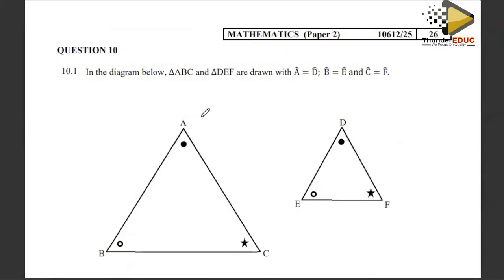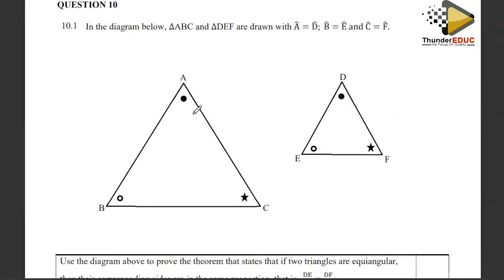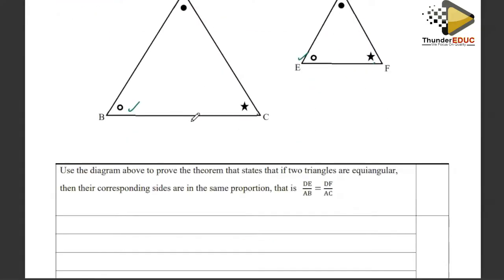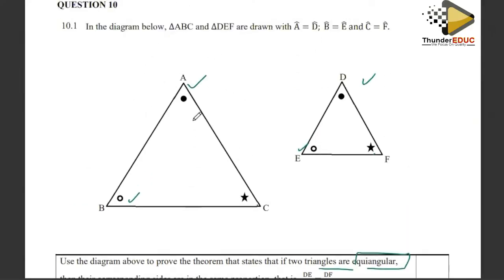In the diagram below, A, B, C, and D, E, F are drawn. So A is the same as D, B is the same as E, and then C is the same as F. Use the theorem or the diagram above to prove the theorem that states that if two triangles are equiangular, then their corresponding sides are also in proportion. So what we normally do is start by constructing.